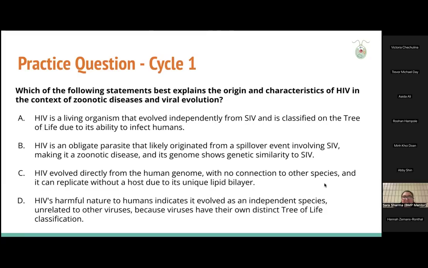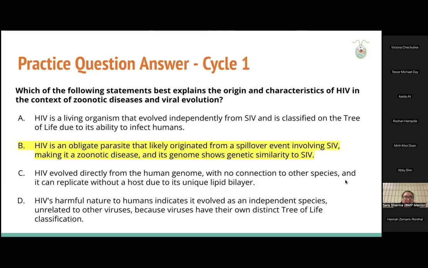So I'm going to read this question, and then you guys can pause and take a minute to figure out what you think. Which of the following statements best explains the origin and characteristics of HIV in the context of zoonotic diseases and viral evolution? So pause and think about what it could be. Okay, I'm assuming you guys have thought it through. Next slide, Anna.